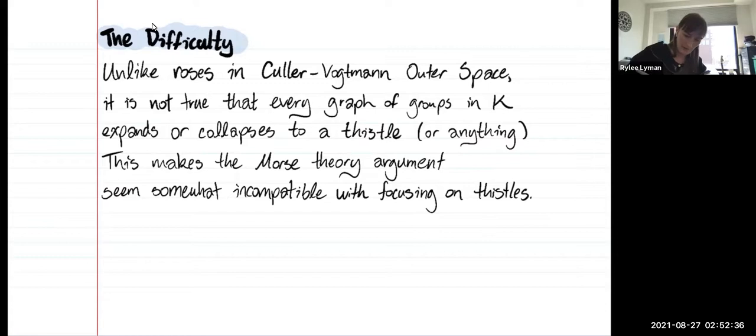So what is a rose? A rose is just a graph that looks like this. So here's a rose with, I don't know, 4 petals. So it has one vertex. All of the edges form loops at the vertex.